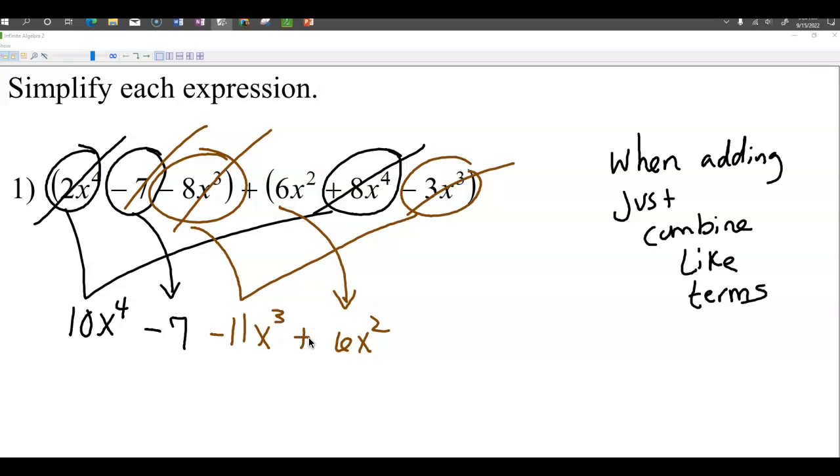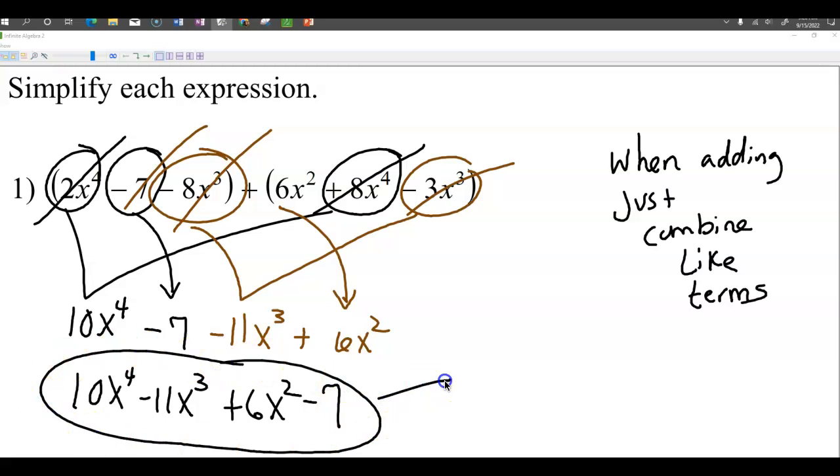Now, just so you guys know on your test, usually they're going to put these things in what they call descending order, which means highest power to lowest power. What's the highest power? 10x to the fourth. What's the next highest power? Negative 11x cubed. And the next highest? 6x squared. And then? Negative 7.